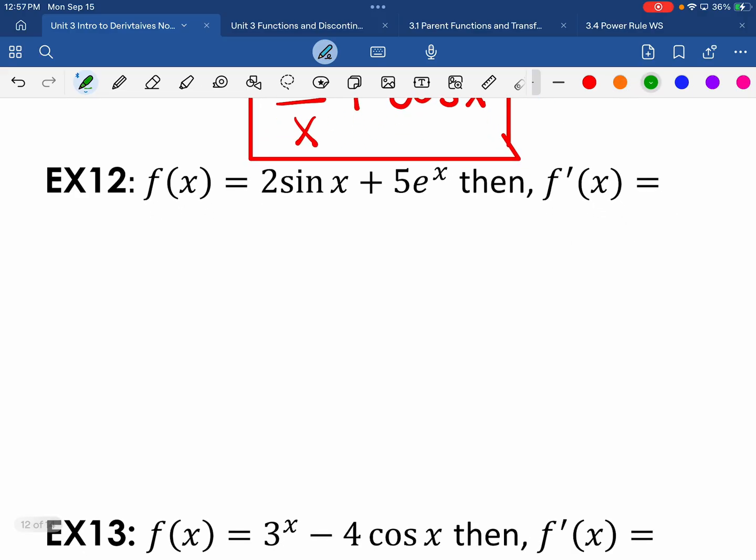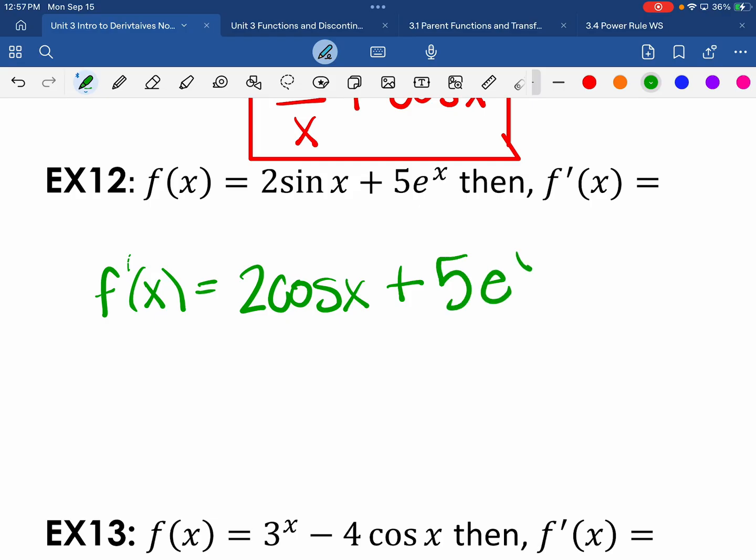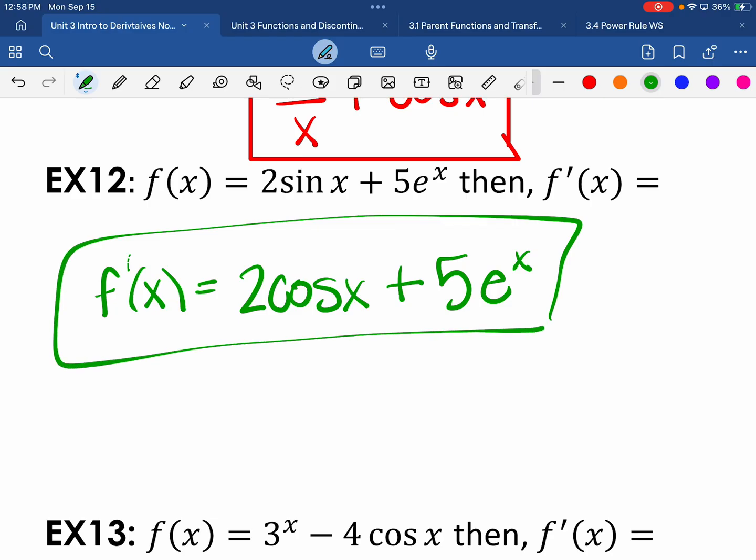All right, next one, number 12. What's the derivative of 2 sine x? 2 cosine x. Plus, what's the derivative of 5e to the x? Just 5e to the x. That's the answer. Yep.